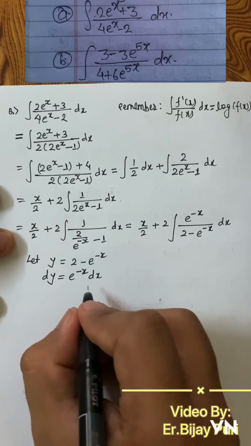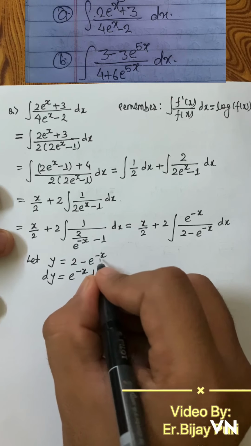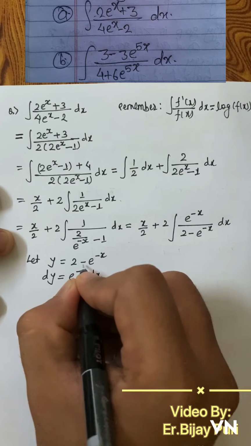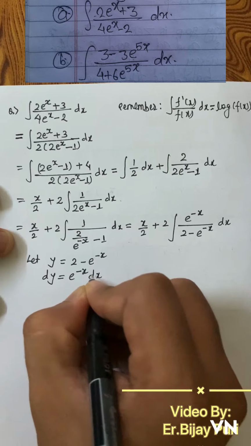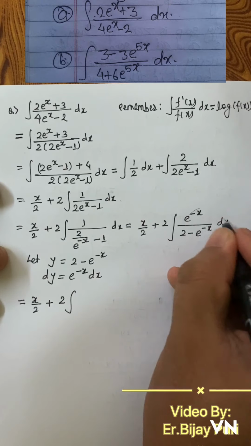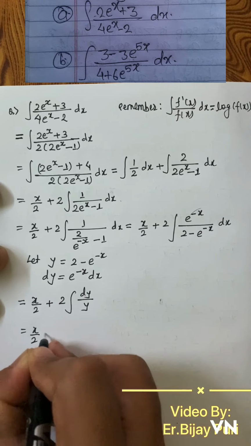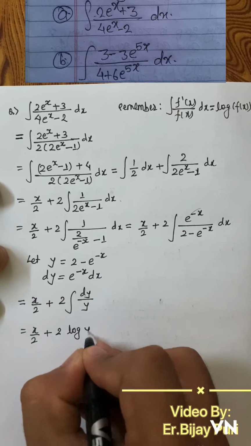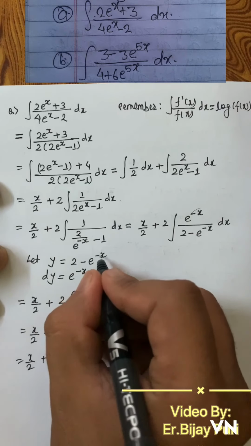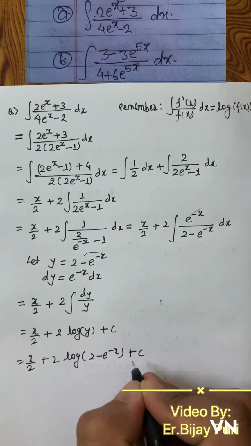Are you getting this? So e to the power minus x, when differentiated with respect to x, gives e to the power minus x into minus 1, and that minus 1 when multiplied with this minus 1 will yield plus 1, and the result will be e to the power minus x dx. So x by 2 plus 2, I can write this as e to the power minus x dx is actually dy by y. So x by 2 plus 2 log y plus c. However, the y we supposed here is 2 minus e to the power minus x plus c. So this is the actual answer of this question.